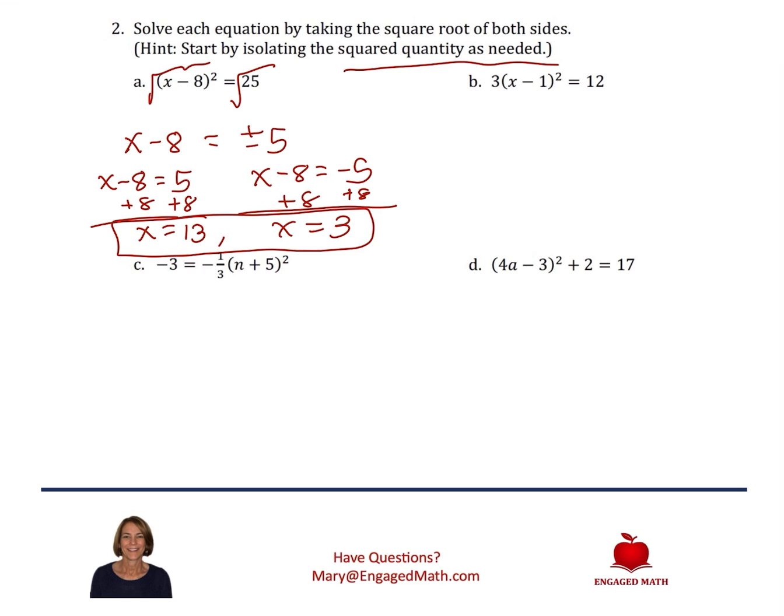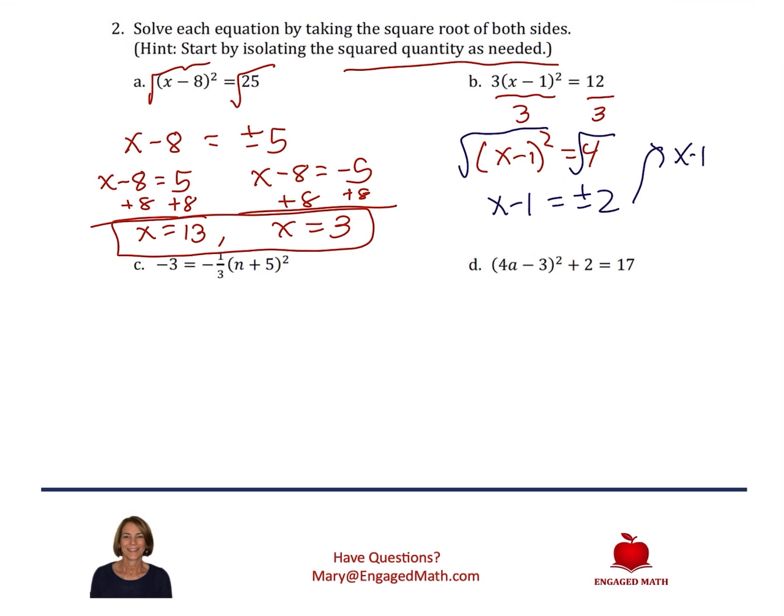So here, what we have to do is isolate the squared quantity first. So we're going to do that by dividing both sides by 3, and we have x minus 1 to the second power equals 4. Now we can take the square root of both sides. I'm going to just change the color to help you see that. So now we have x minus 1 equals plus or minus 2. So our two equations are going to be x minus 1 equals 2, and then the other equation is going to be x minus 1 equals negative 2.